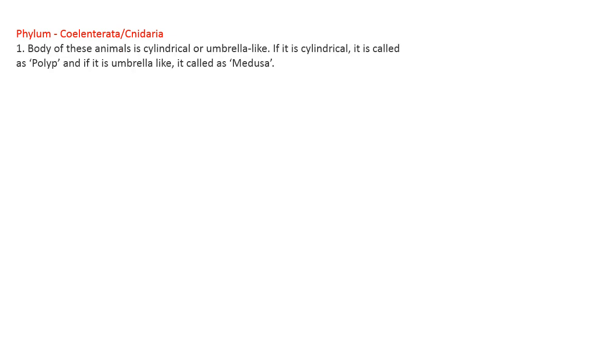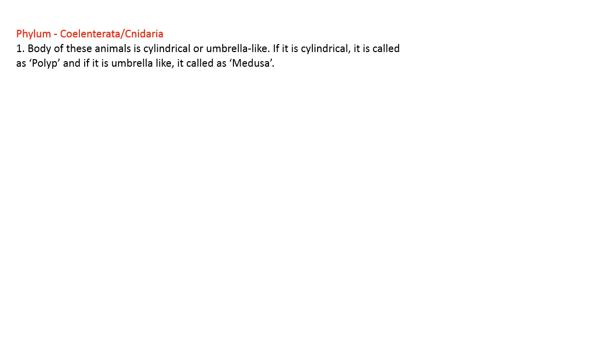Next, the next phylum we will be talking about is Coelenterata or Cnidaria. First characteristic: the body of these animals is cylindrical or umbrella-like. Animals belonging to this phylum Cnidaria will have the body cylindrical or umbrella-like. If it is cylindrical, then it is called a polyp, and if it is umbrella-like, then it is called a medusa. So there are two types we are getting.